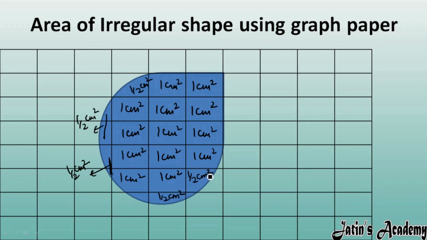After writing all these, you can just add up all these centimeter squares. So we add 1, 2, 3, 4, 5, 6, 7, 8, 9, 10, 11, 12, 13. 13 centimeter square is from the full ones. Now check the half ones. 1, 2, half and half means 1. This half and half means 2. And this half means 2 and a half. So here it is 2 and a half centimeter square. So what will be the answer? 13 plus 2 and a half, 15 and a half centimeter square is the area of this irregular shaped object.